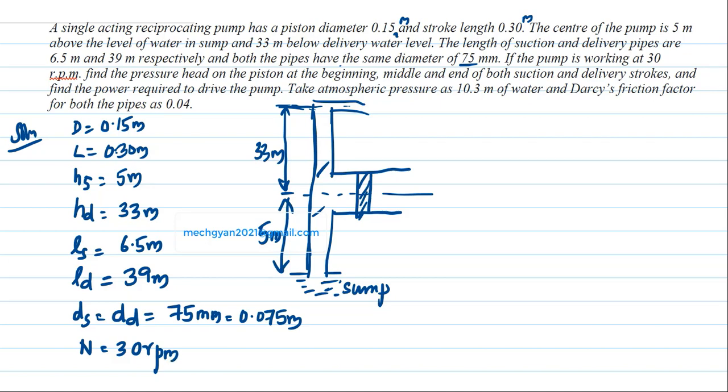First of all, let's find out the area of the piston or the cylinder. A equal to pi by 4 into diameter 0.15 square, pi by 4 d square. So that is equal to, let me try in my calculator, 0.0177 meter square.